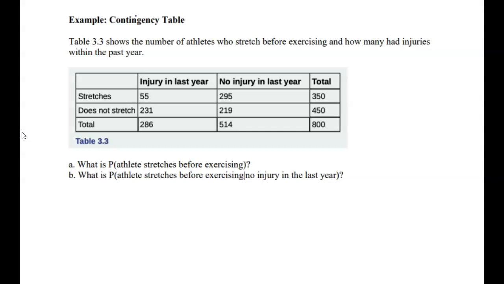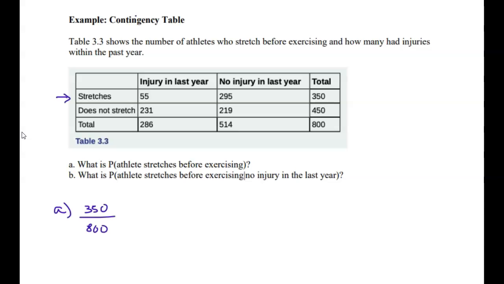So part A says, what's the probability that an athlete stretches before exercising? Okay, so here's the row with stretching. So stretching before exercising, there are 350 athletes who do that out of the 800 that were in the sample. So this would be the probability here.